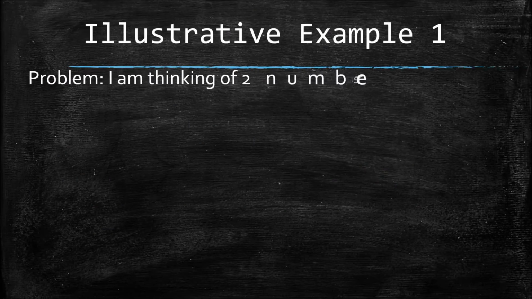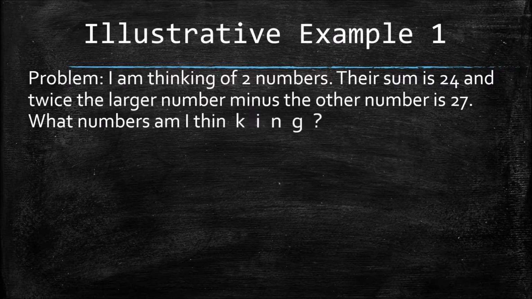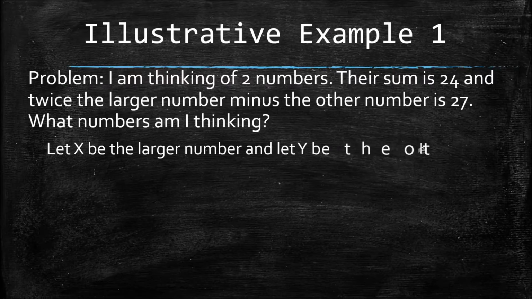Illustrative example number 1. I am thinking of two numbers. Their sum is 24, and twice the larger number minus the other number is 27. What numbers am I thinking of? So first, let's assign variables to the unknowns of this problem. Let x be the larger number and y be the other number.